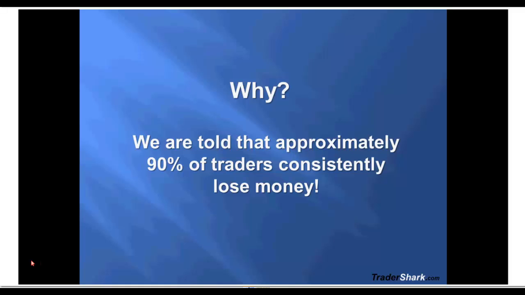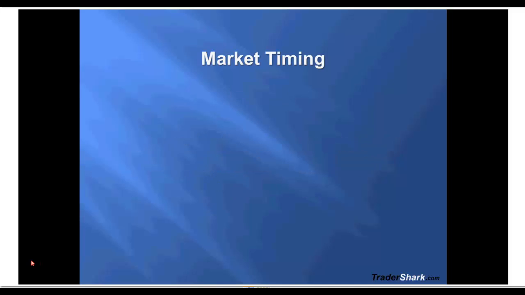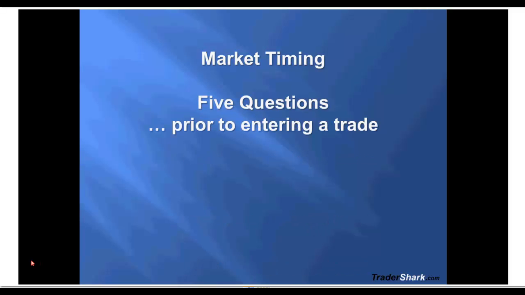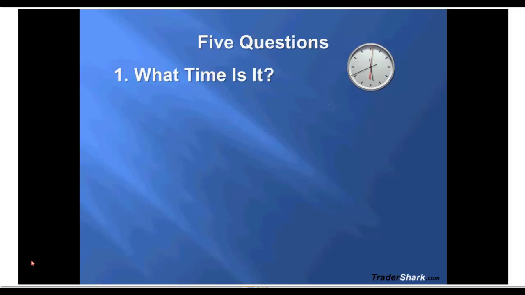Why? Because we're told that approximately 90% of traders consistently lose money. Why? Because they don't have a plan, or they don't have a step-by-step approach. So they just look at what they're seeing, and they see a support or resistance level, and they buy or sell. So I'm going to try to give you 5 items, very basic, but I want you to follow the details and then watch these again. 5 questions prior to entering a trade.